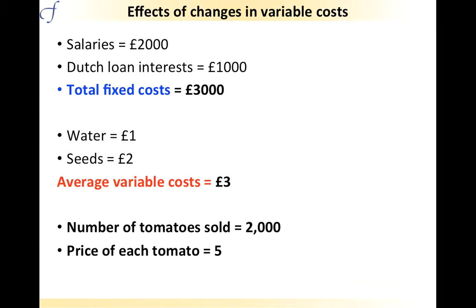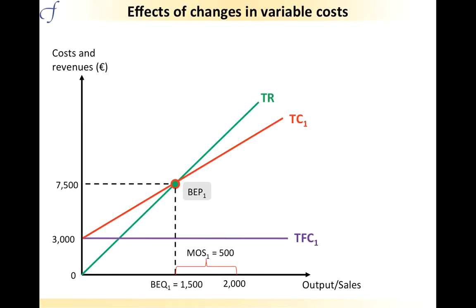Suppose that now we're told that the price of water has increased and therefore the average variable cost of our company has increased to £3.5 per unit. Now notice that in this case the contribution per unit has changed. So that's the first thing that you need to calculate. The new contribution per unit is going to be equal to 5 minus 3.5 because average variable cost has increased and therefore the CPU has decreased to 1.5.